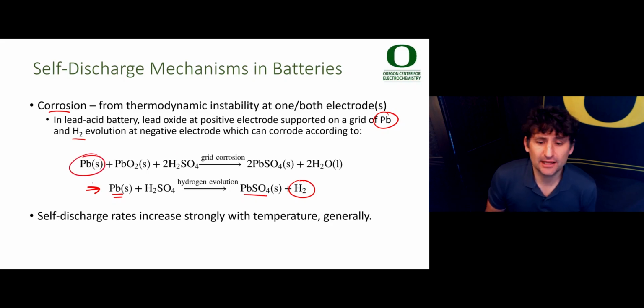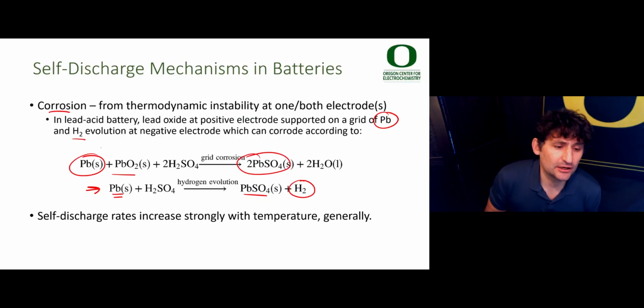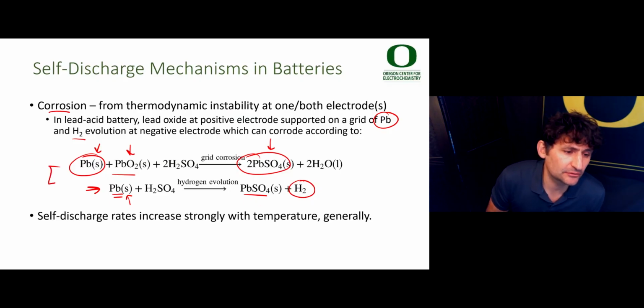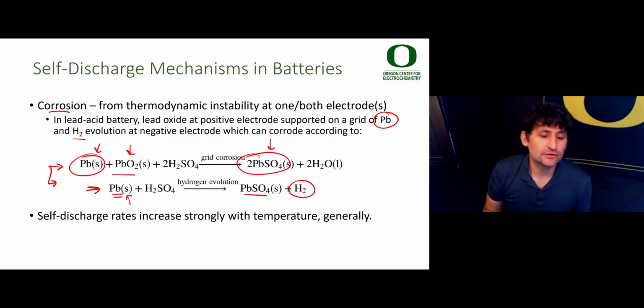Lead at the positive electrode can react with lead oxide to make lead sulfate. So here you have lead in 0 valence state reacting with lead in the +4 valence state to go to lead 2+. And at the negative electrode, you make hydrogen and you use electrons in lead to make lead 2+. So this is a purely internal reaction. You don't need to move electrons externally through the cell to do that.